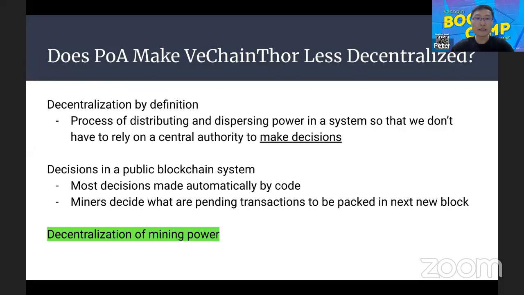Now we know that when we compare the level of decentralization of two public blockchains, we actually compare how the mining power is decentralized within these two systems. So for example, if we say a public blockchain A is less decentralized than a public blockchain B, we actually mean that the mining power is more concentrated in system A than it is in system B.